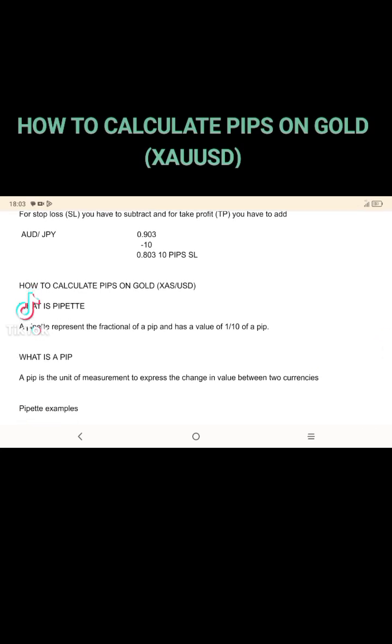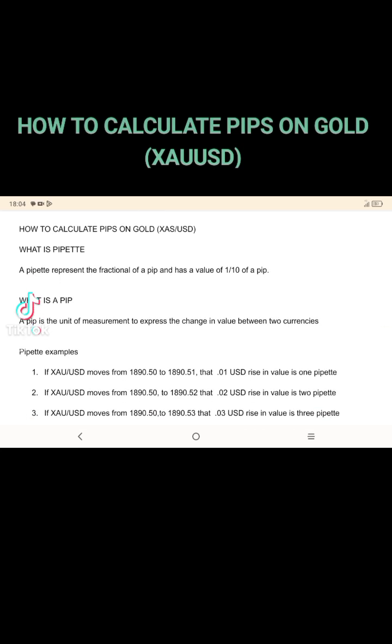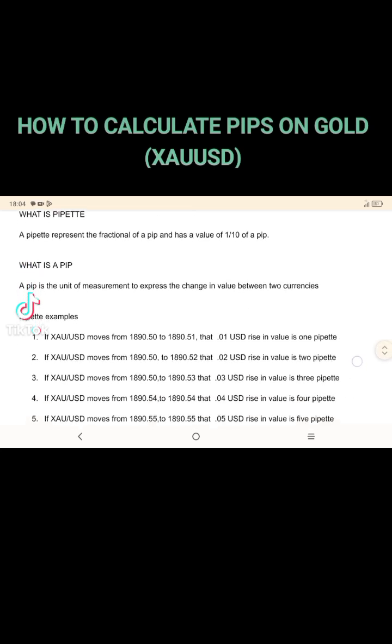Moving forward, let's start with what is a pipette. A pipette represents the fractional of a pip and has the value of 1/10 of a pip. That is what a pipette is. We'll explain further. Now we said, what is a pip? A pip is the unit of measurement to express the change in value between two currency pairs. Let's say, for example, a pipette example.